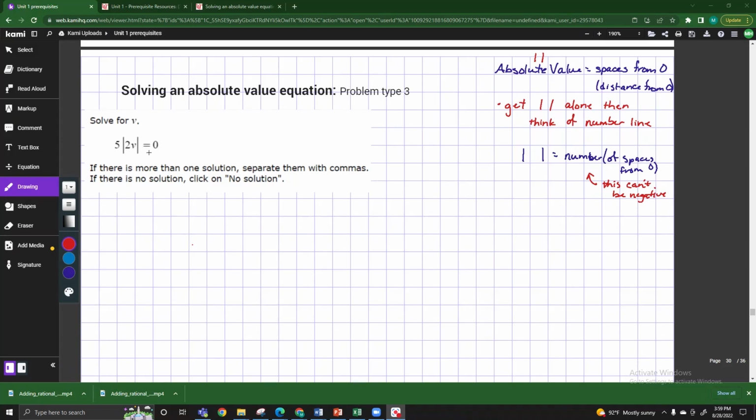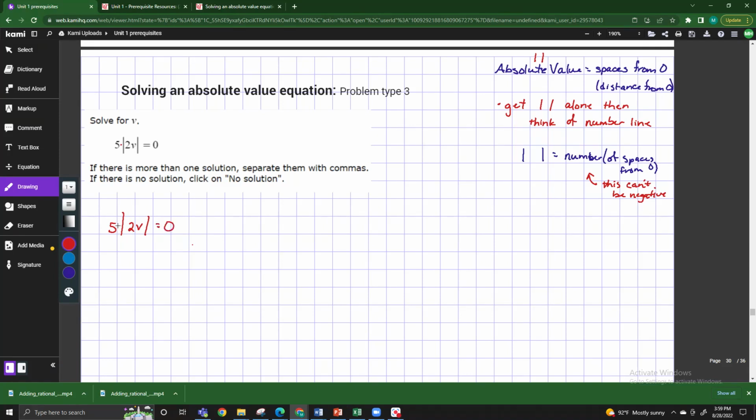What we're going to do, depending on the problem, is first get the absolute value by itself. So remember, when we have problems like this, we have a times in between the 5 and the absolute value. So in this case, I'm going to rewrite the problem. 0 is not the greatest number to work with, but it's what we have. So 5 absolute value of 2v equals 0.